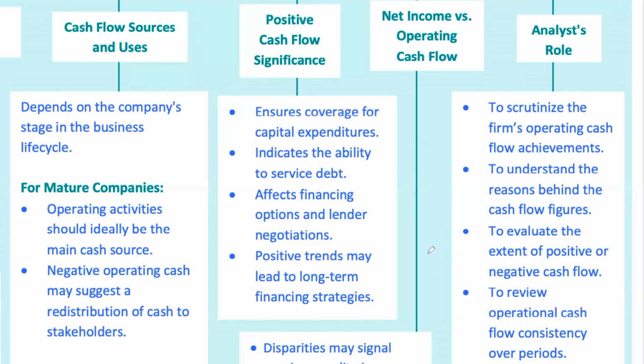Are they collecting receivables efficiently, or are they stretching out payables to conserve cash? On the flip side, if cash flow is negative, is it because the company has seasonal fluctuations? Maybe they've invested heavily in inventory or expanded their operations. Or could it be a sign of a more fundamental issue, like poor sales or rising costs?